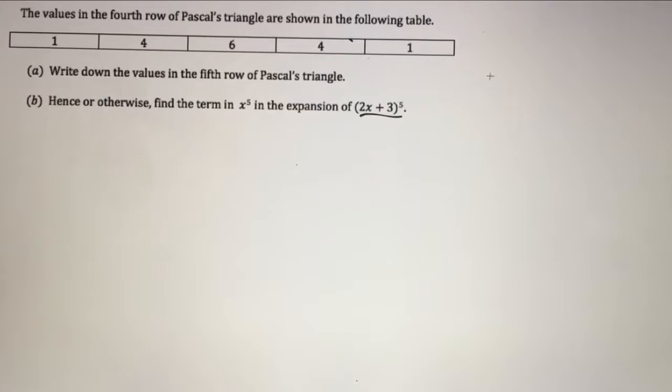The values in the fourth row of Pascal's triangle are shown in the following table: 1, 4, 6, 4, and 1. Write down the values in the fifth row of Pascal's triangle.